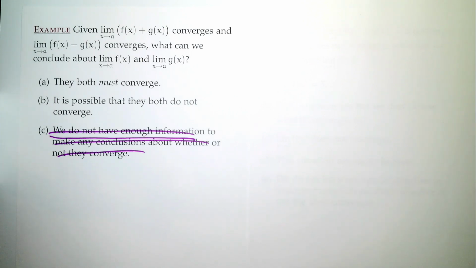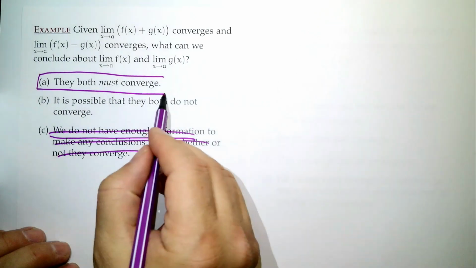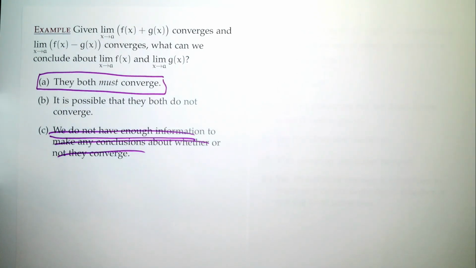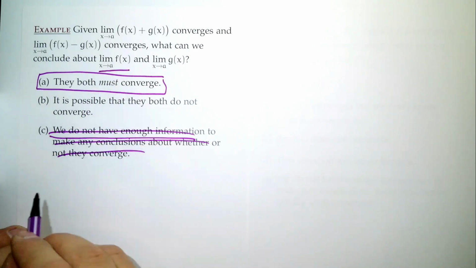Now, if you've hung around mathematicians, you probably know there's usually lots of weird stuff going on. So what's the answer? It's A. They both must converge. Now, why? Well, here's the thing, we know something about limits. One of the properties is that sums of limits must converge and differences of limits must converge. So the claim is I can argue that this limit exists.